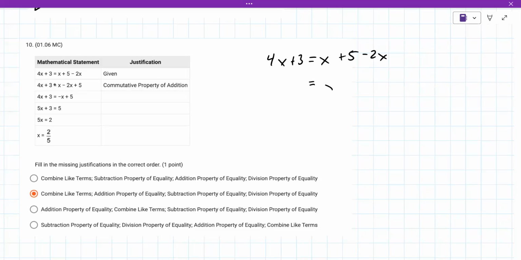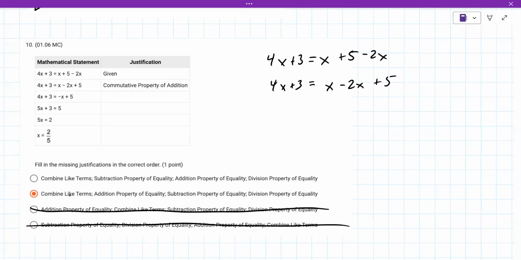They're just reordering it. They're putting the minus 2x next to the 5. Now you have to look and see, well, what are they doing next? Well, they're combining x and minus 2x. They're adding these together, so the like terms. They're combining like terms. So you got down to those two.